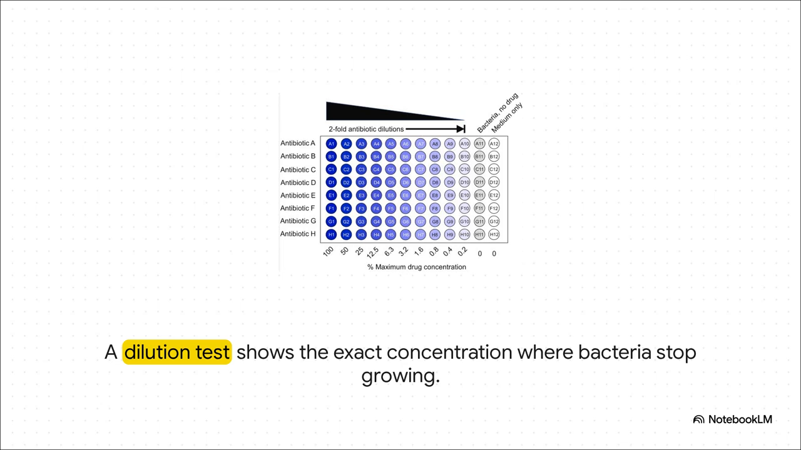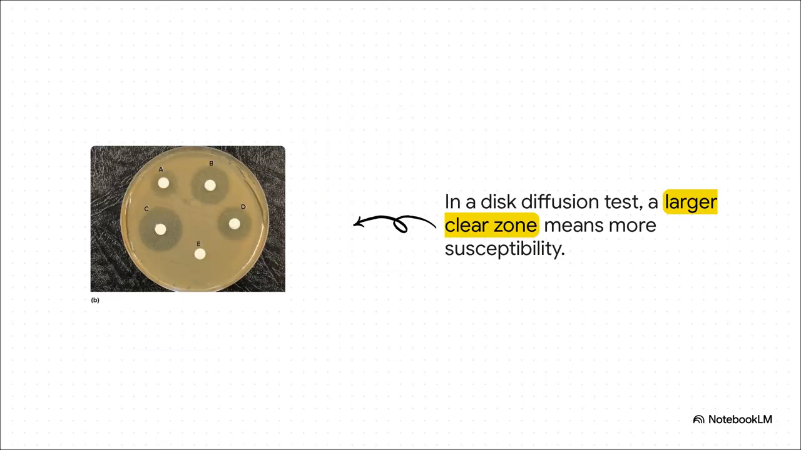Each one of those rows is a different antibiotic, and the concentration gets lower and lower as you move from left to right. Then they add bacteria to all the wells. See how the wells go from cloudy to clear? The very first clear well tells you the exact concentration that stopped the bacteria from growing. That's your MIC.